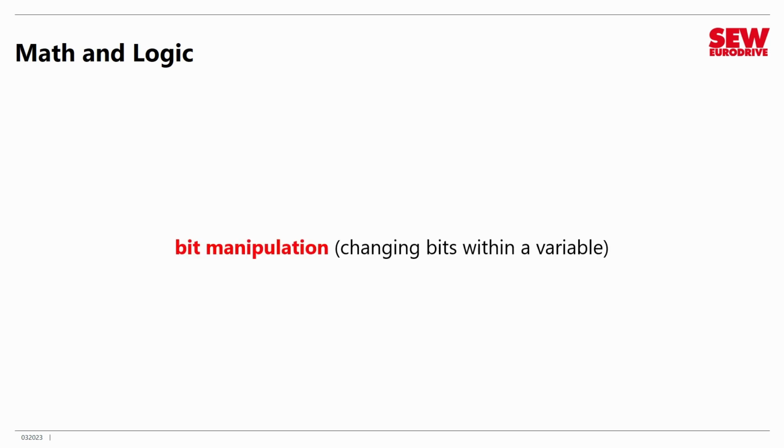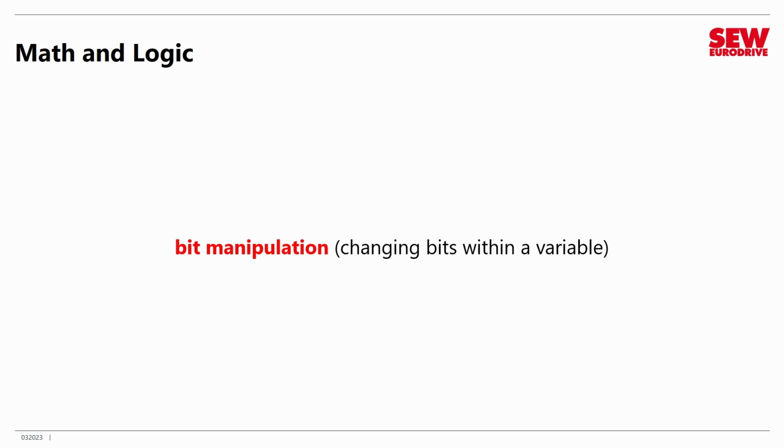Let me give you a new term, and that is bit manipulation. Bit manipulation means you're changing individual bits within a variable. So for example, if we want to change a bit to make the motor start, we would use a bit manipulation technique. Or if we want to turn a digital output on or off, we would use a bit manipulation technique. And that would cause just one bit within that variable to change.